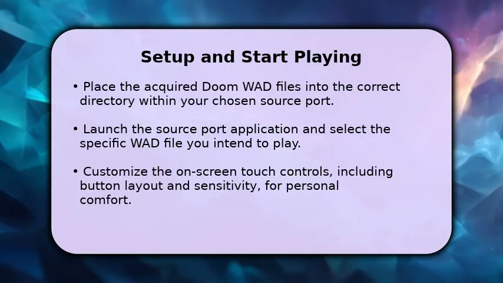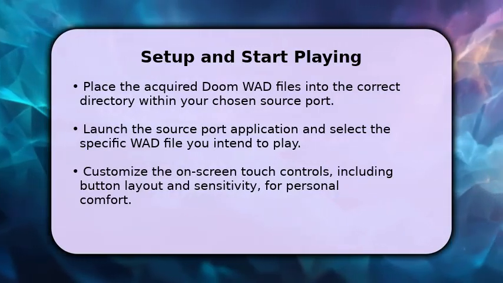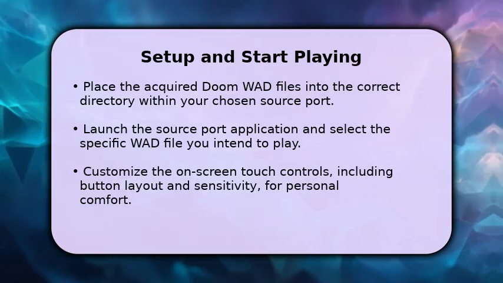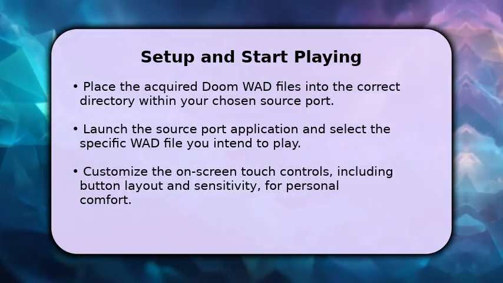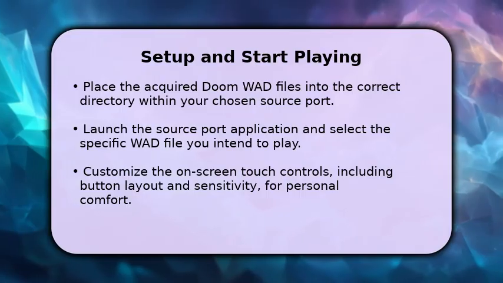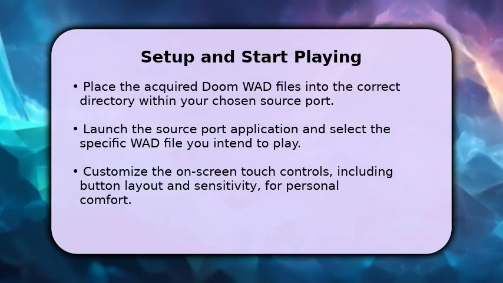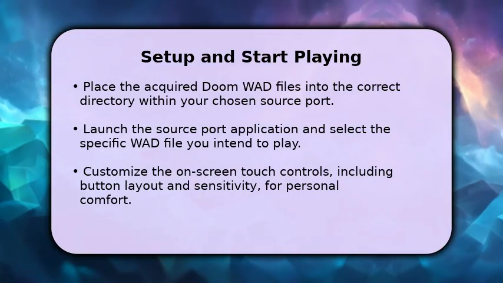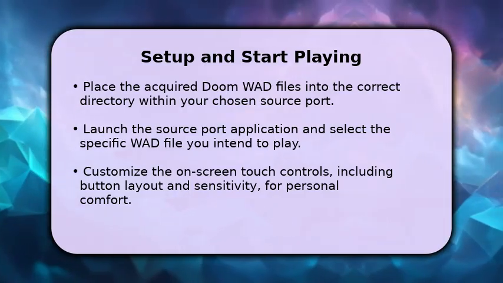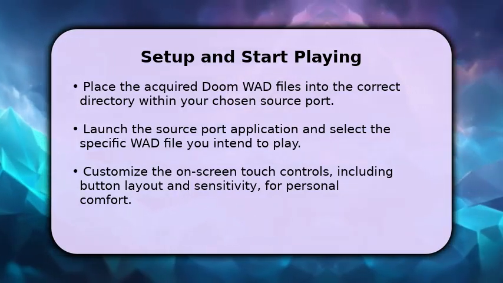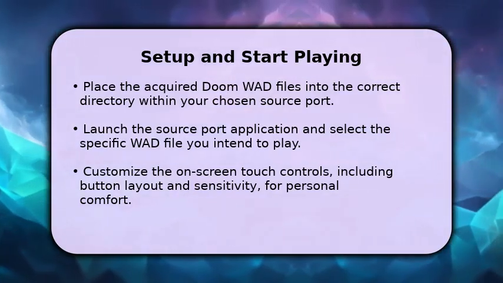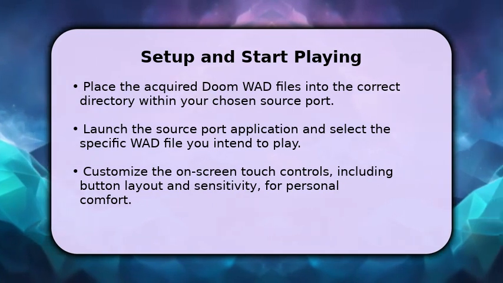With your source port installed and WAD files ready, it's time to set up. Place your WAD files into the designated folder within the source port's directory on your mobile device. Launch the source port application, select the WAD you wish to play, and adjust your touch controls. You can often customize button placement and sensitivity for comfortable gameplay.